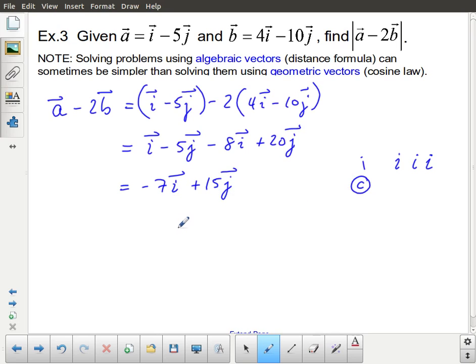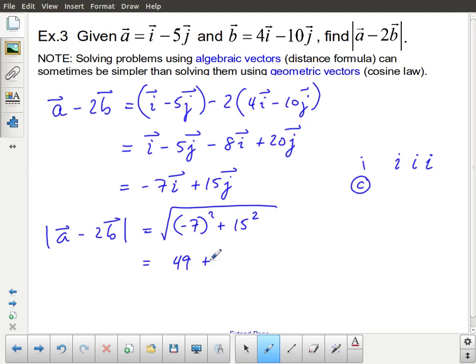Okay, so now I've got this, and so the magnitude of a minus 2b is just equal to the square root of each of these vector components squared. So negative 7 all squared plus 15 all squared. And so we end up with 49 plus 225. And when I combine those, I end up with 274. So the length of a minus 2b is equal to the square root of 274.